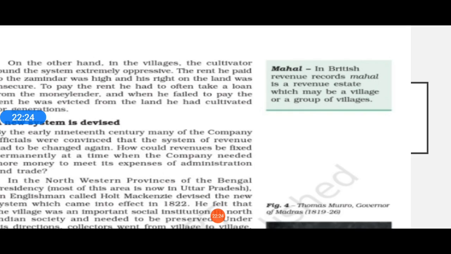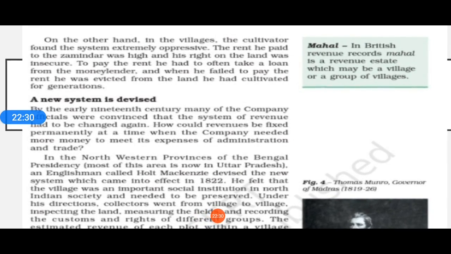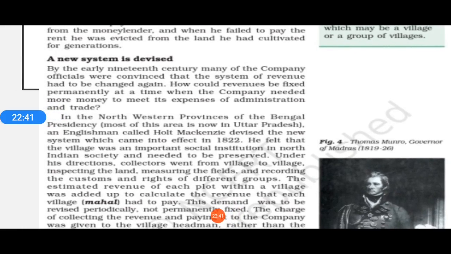So here, who is going to play the important role? Village headman. In permanent settlement, who was playing the important role? Zamindars. So what was the responsibility of the village headman? Collection of taxes, collection of revenue, collection of rent from the peasants' land.